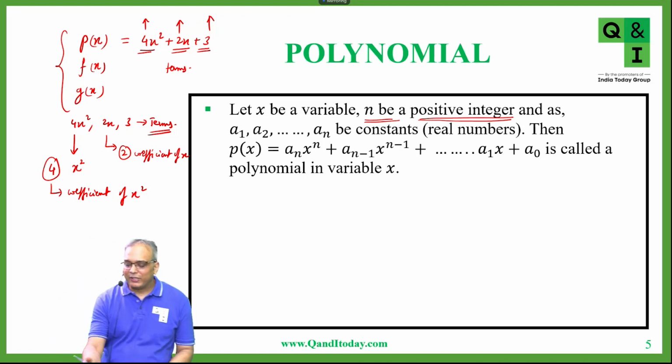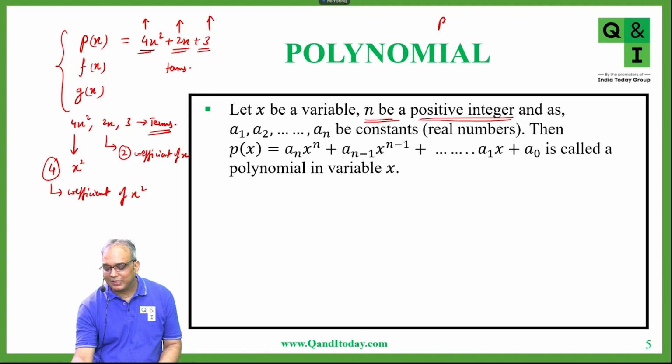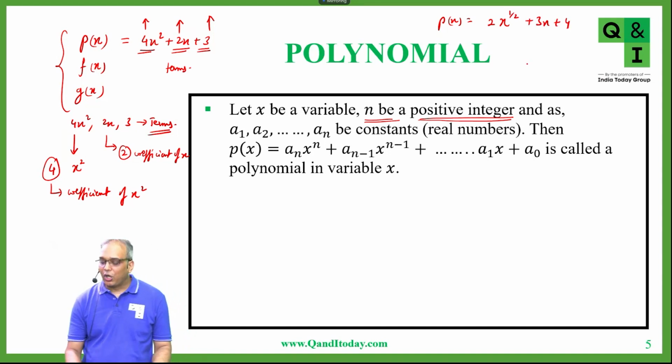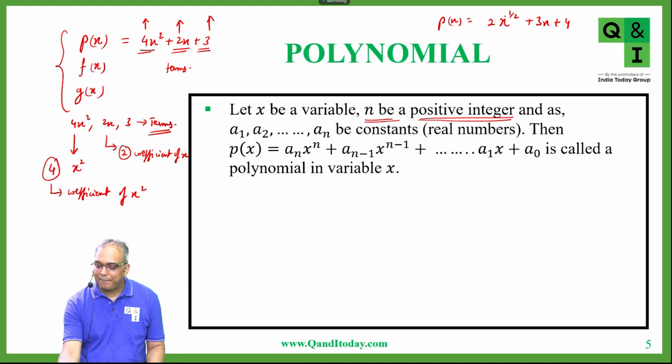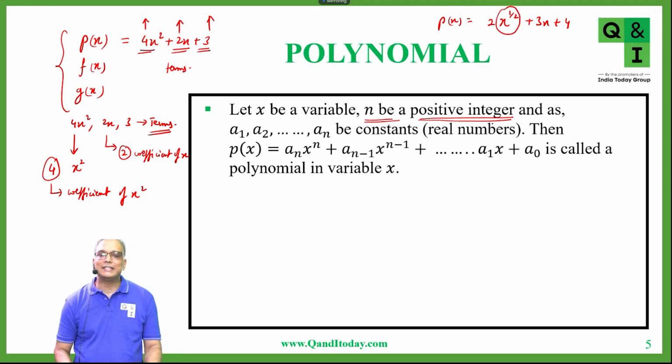Okay, so for example, if we have something like this, p(x) is equal to 2 times x raised to the power 1 by 2 plus 3x plus 4. Now here you can see, students, the power of x is 1 by 2, which is not an integer, it is a fraction. So when the power of x is a fraction and not an integer, it will not be a polynomial. So this is not a polynomial.